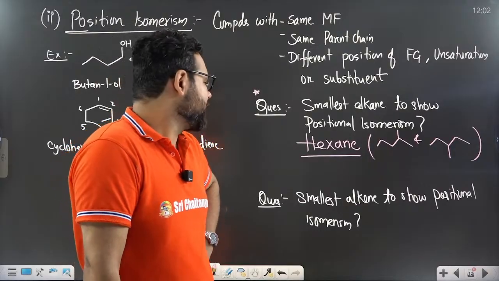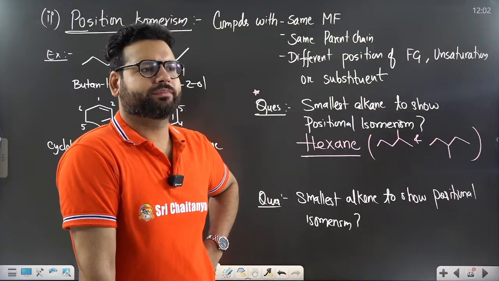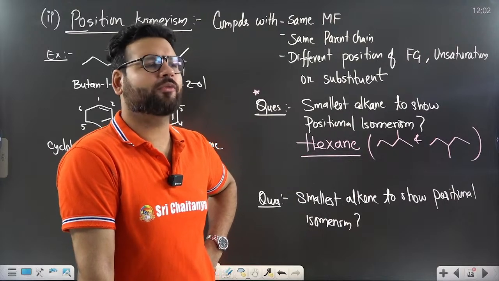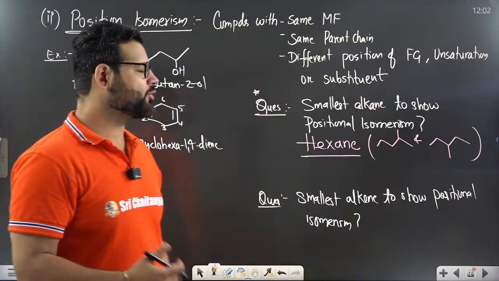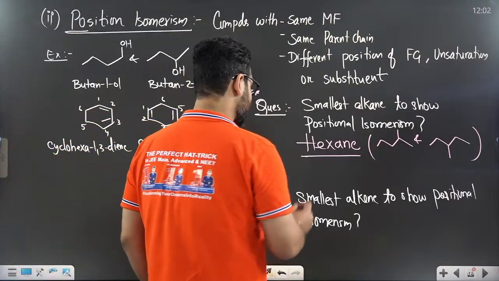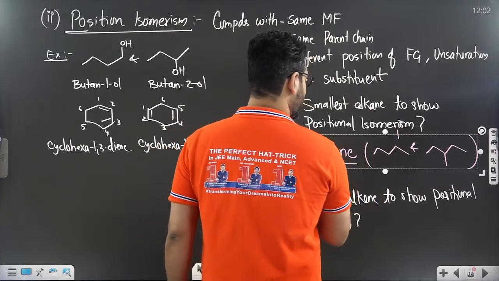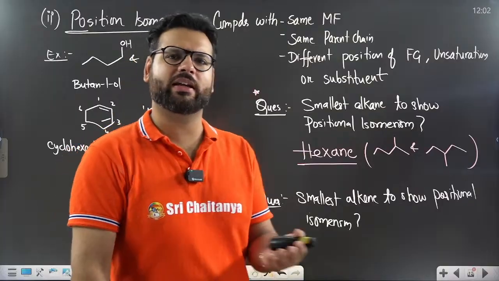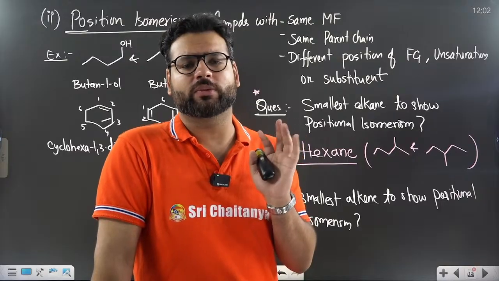Positional isomerism in alkene. Positional isomerism in alkene can start from how many carbons? Tell me. See, first one is ethene. Ethene cannot have any other position. Ethene, one only possible. Propene also prop-1-ene only, no other possible.